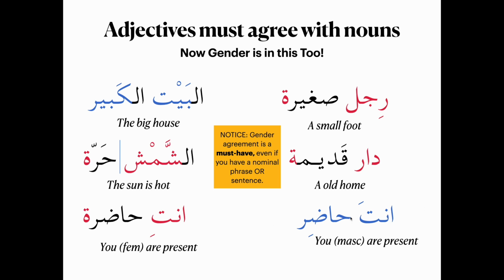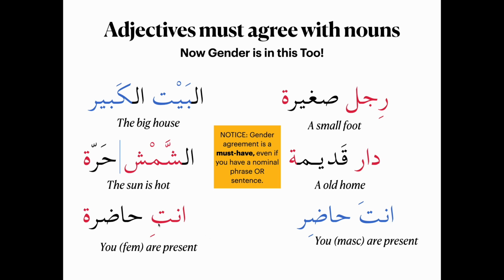So: anta hadir. Anta hadir. You are present. You're here. And anta is masculine, so hadir is also going to be in the masculine form as well. How is it masculine? No ta marbuta. So it means you are present, as in you are here, right now, right at this moment.